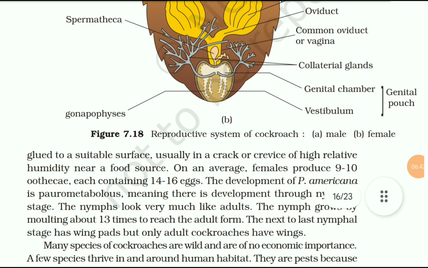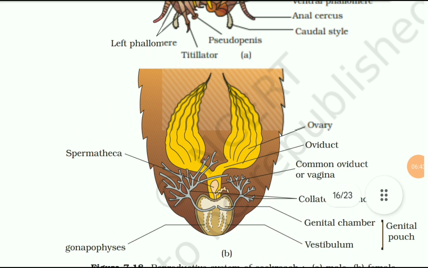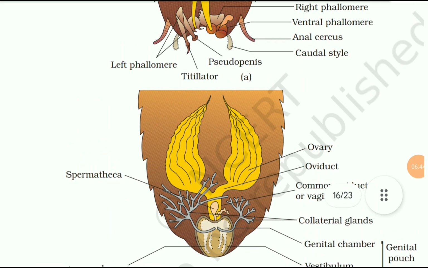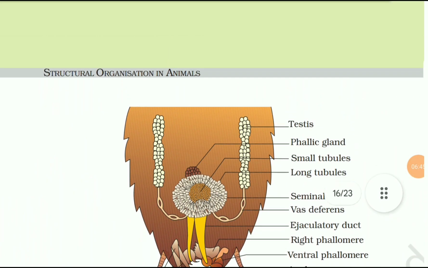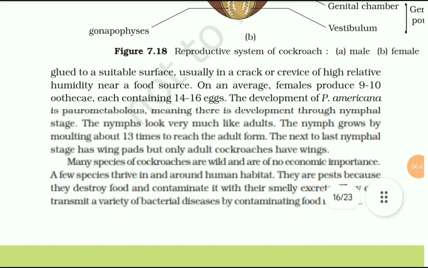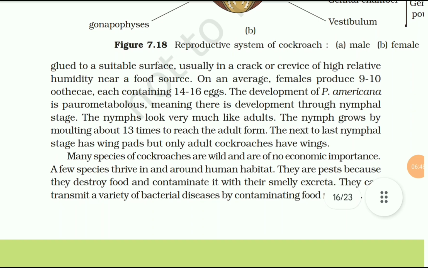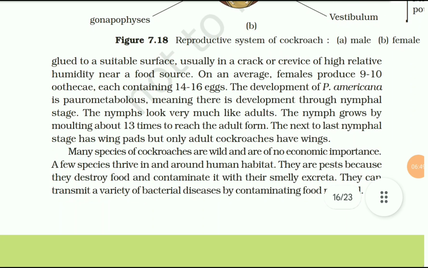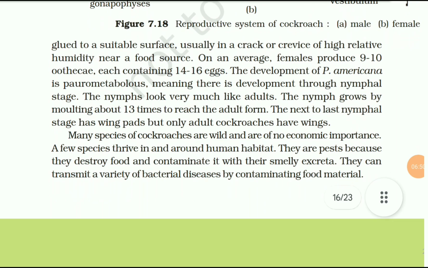Sperms are transferred through spermatophores. The fertilized eggs are encased in capsules called ootheca. Ootheca is dark reddish to blackish brown in color. The capsule is about 3/8 inch, that is, 8 mm long.